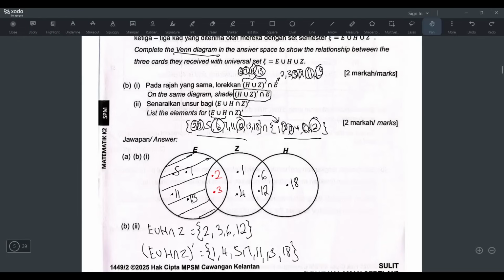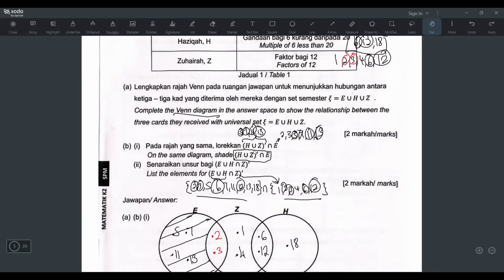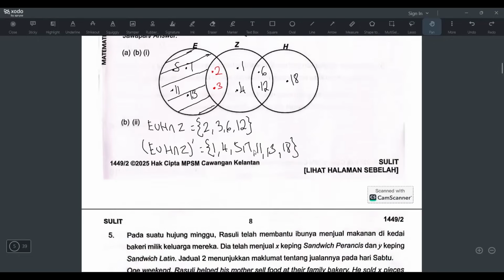Okay, so that's the answer. Hope you get it. Hope you understand. So how many marks? 2 marks, 2 marks, 4 marks. Alright, that's all.